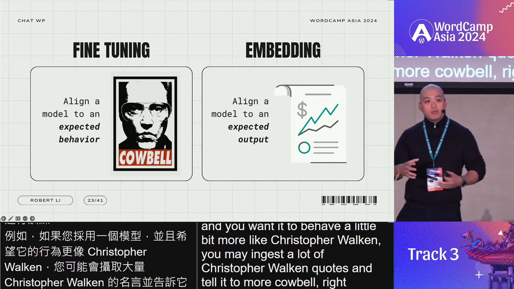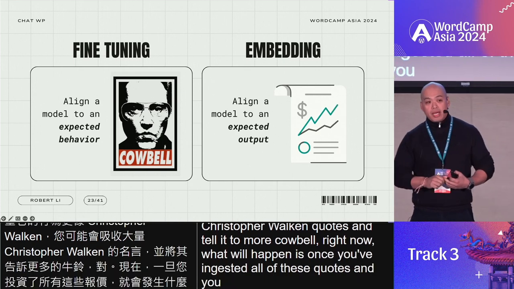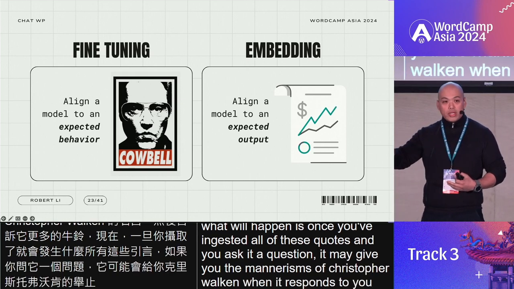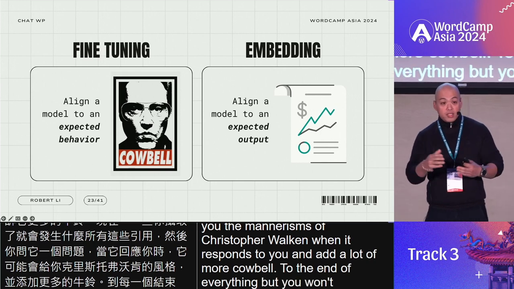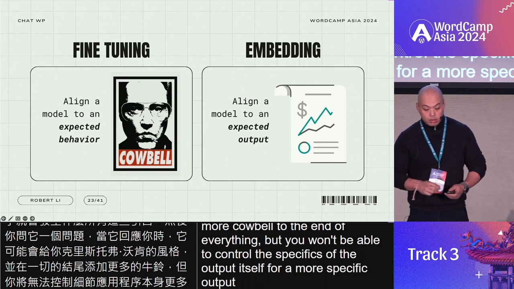Now, what will happen is once you've ingested all of these quotes and you ask it a question, it may give you the mannerisms of Christopher Walken when it responds to you and add a lot more cowbell to the end of everything, but you won't be able to control the specifics of the output itself. For a more specific output, you'll want to do what's called embedding.